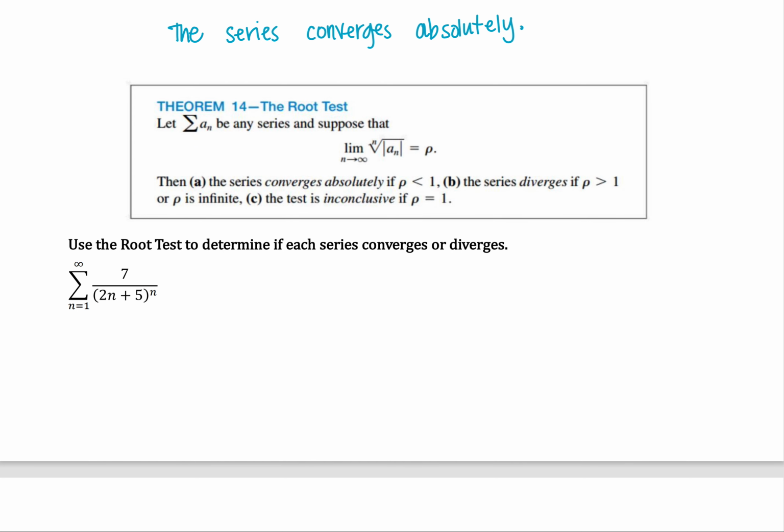So to wrap up this section, we're going to look at one more test. This one's called the root test. It says if a sub n is any series, and we're going to look at the limit as n approaches infinity of the nth root of the absolute value of term a sub n, and we're going to look at what that limit equals. And we're going to again call that rho, and it's going to work much the same as the ratio test. If rho is less than 1, the series converges absolutely. If rho is greater than 1, it diverges, and the test is inconclusive if rho equals 1.